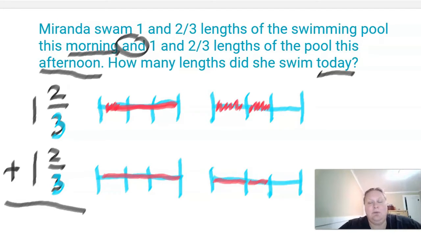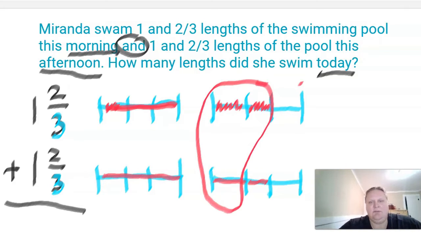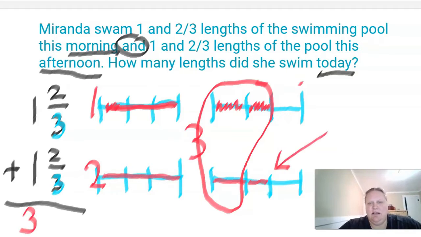Now, when we're doing a picture, our goal is to make it so we have another whole. So what we're going to do is we're going to say, look, there's enough to make another whole. So now we have 1 whole, 2 wholes, 3 wholes. So our whole number is 3. And what fraction is left over? 1/3.